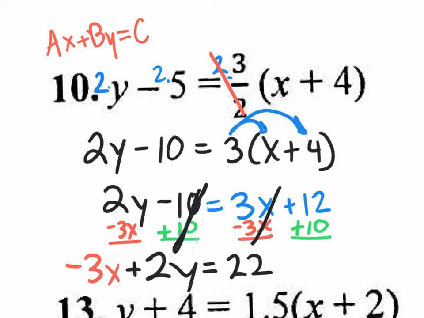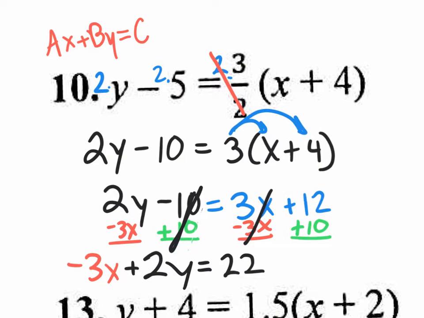Now, from there, if you look at the answer on the back, it's not the same because they always want that a value to be positive. So what are we going to do? We're just going to change all the signs. We're going to make that negative 3x a positive 3x. Make that plus 2 minus 2y. Negative 22. And that's the answer you're going to see on the back.